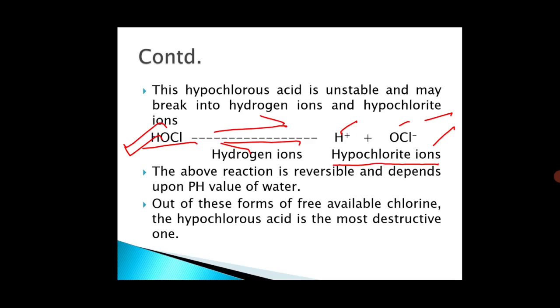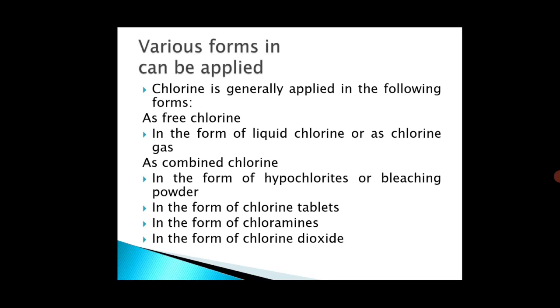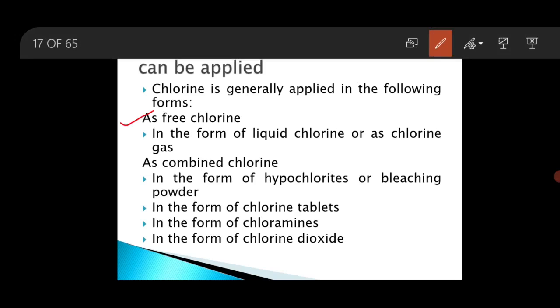So next we will discuss the various forms in which chlorine can be applied. Chlorine is generally applied in different forms, such as free chlorine or as combined chlorine. As free chlorine, it is available in the form of liquid chlorine or chlorine gas, and as combined chlorine, it is available in the form of hypochlorites or bleaching powder, chlorine tablets, chloramines and chlorine dioxide. First we will discuss liquid chlorine or chlorine gas.